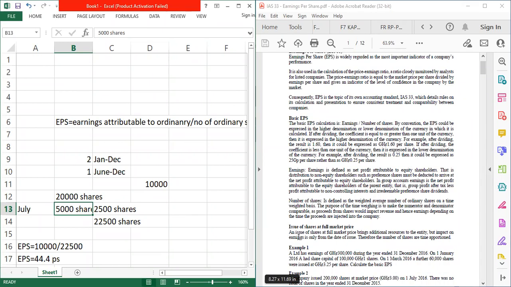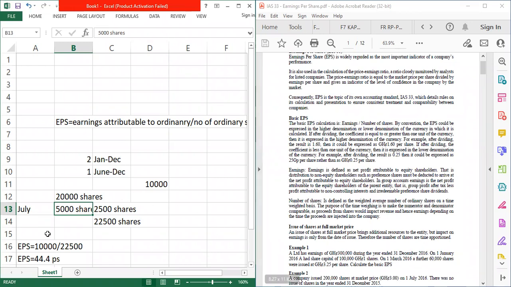So an issue of shares at a full market value brings additional resource to the entity, but impact on earnings is only from the date of issue. Therefore, the number of shares are time apportioned. So this share only contributes 6 months to our profit. So we should only find the 6 months of the shares and use it for the earnings per share. That is what they are saying.